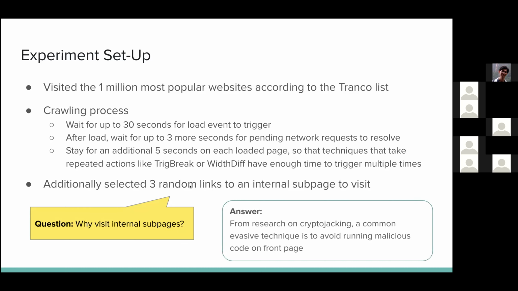The reason cited in the research paper is that one common evasive technique that malicious authors use is to avoid running malicious code on the front page. So if I just do a cursory glance of all the top 1 million websites and I don't go into subpages, then I might not run into the malicious code.